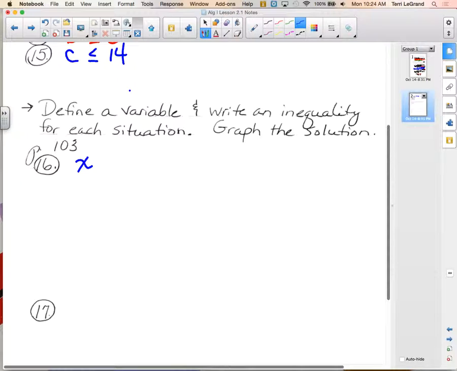No, we're describing the variable first. X is club members present. We have to be specific, because there can also be club members that are not there, and that isn't what they're talking about. So it says, there must be at least 20 club members present in order to hold a meeting.